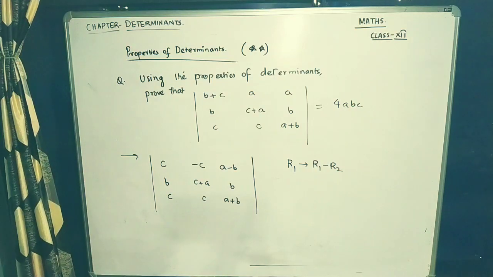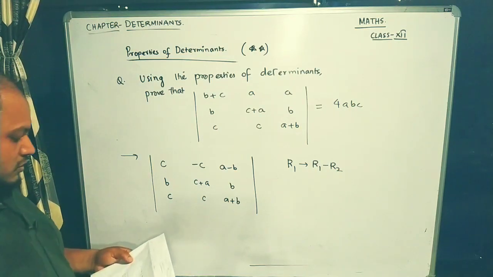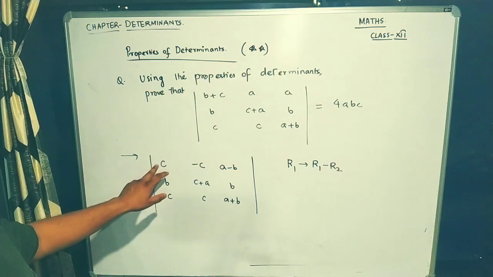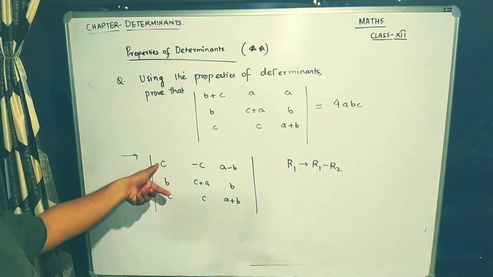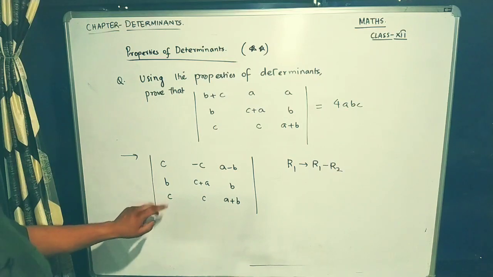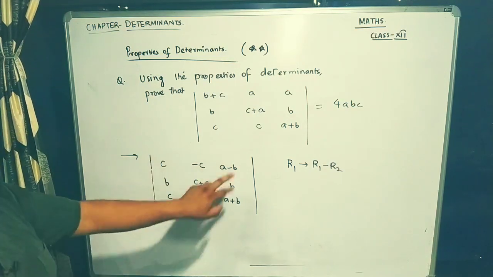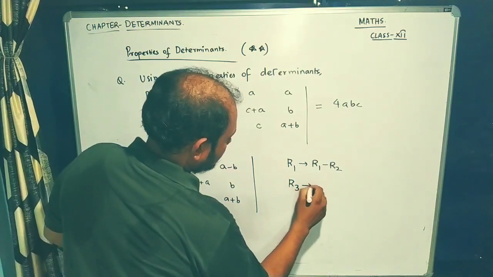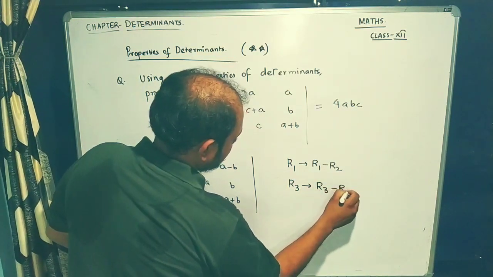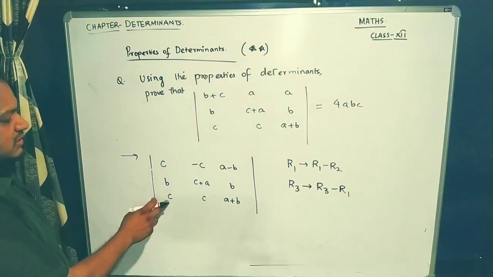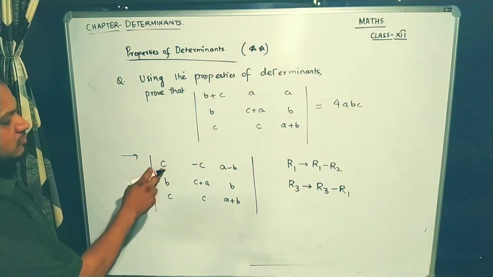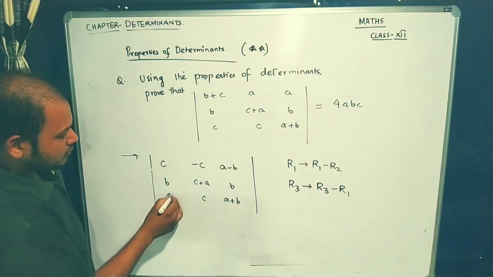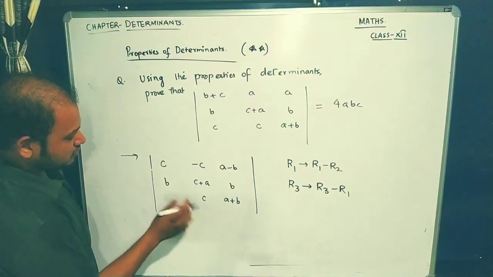Okay, now what can we do at this position? Can we see that the third row's first element and the first row's first element are the same? So in order to achieve a 0 at this location, what should we do? We should subtract this row from the first row. So what do you do next? We change the third row to third row minus first row. So third row is C, A, plus B, and first row is this. So third row minus first row is C minus C, equal to 0. So we have a 0 at this position.